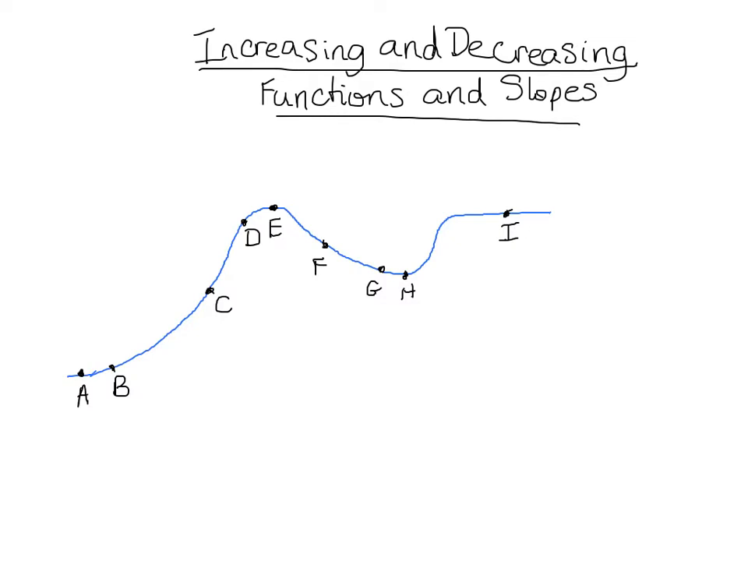Now, an increasing and decreasing function is very easy to see, actually, once you know what you're being asked. So if you're being asked, in this example, where is this function increasing? When a question says, where is a function increasing? It's simply saying, where is the graph going up? So from A to B to C to D up to E, the graph is going up, which means our function is increasing from A to E. So we can write that down.